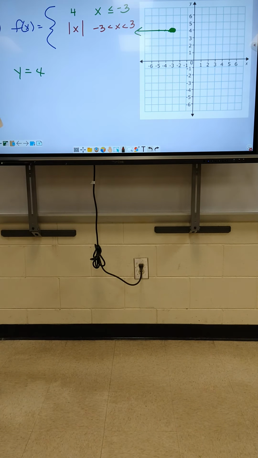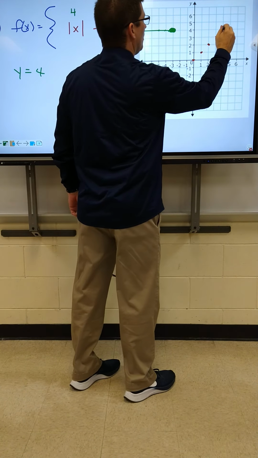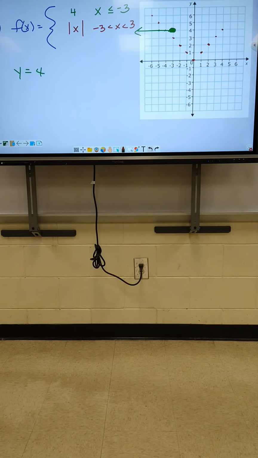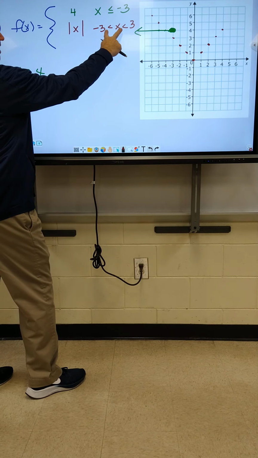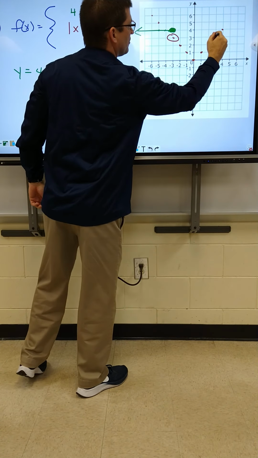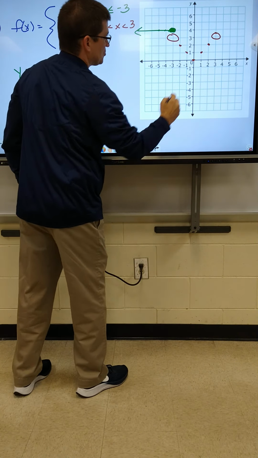All right, the next one says absolute value of x. What kind of shape is absolute value? It's always a V. Remember, start at 0 and go up on both sides. Now, what does this mean? First of all, you got to have open circles at -3 and at +3. So -3 open circle, +3 open circle. And just draw your line in between.